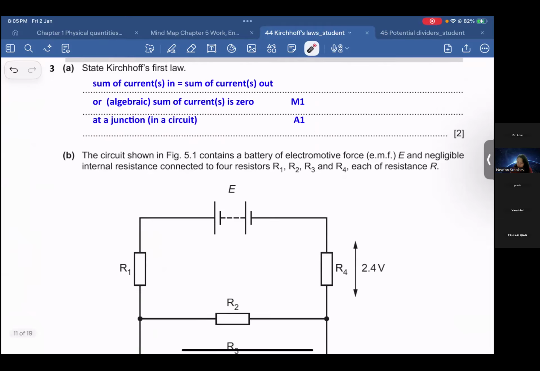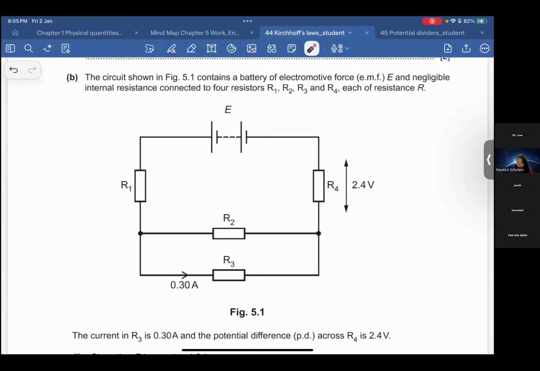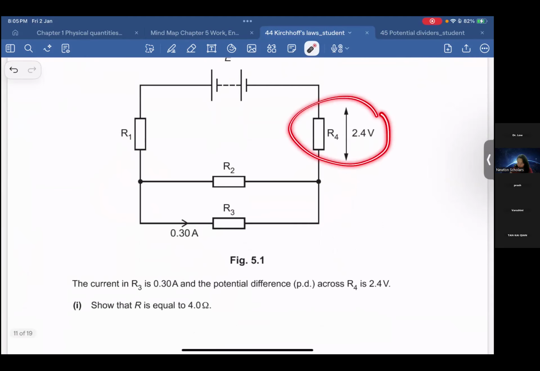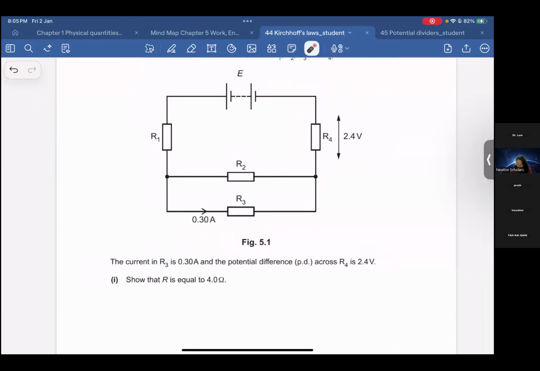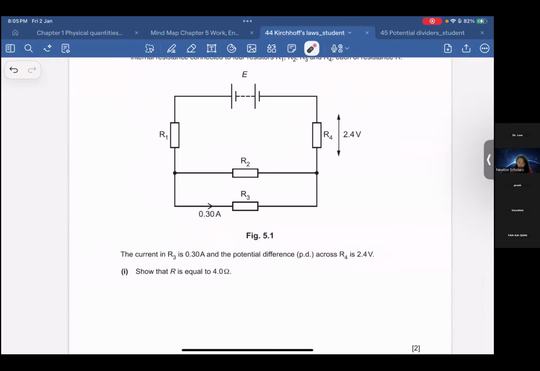Here, the circuit shown in figure 5.1 contains a battery of EMF E and negligible internal resistance connected to 4 resistors R1, R2, R3, and R4. They give you the voltage across R4 is 2.4. They tell you the current flowing through R3 is 0.30. Can you show that R equals 4.0 ohm?